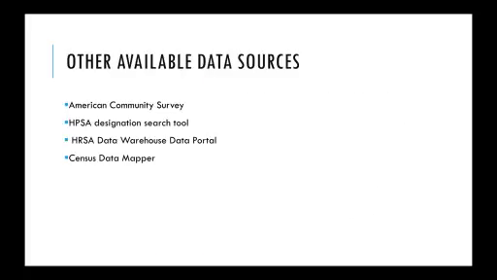Other available data sources that you can pull data from, if you're not conducting your own needs assessment or don't have your own data that you want to map: there's the American Community Survey, which we talked about briefly with Community Commons. There is the HRSA Data Warehouse portal, and there's the Census Data Mapper. You can get to all of these resources by going to our website, www.mphc.org.